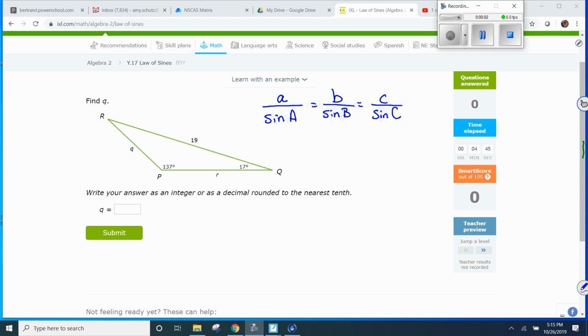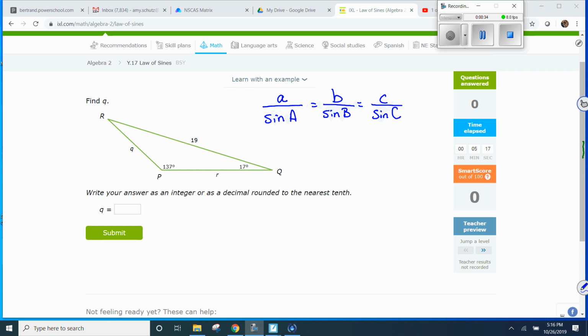Okay, so the law of sines is the ratio between a side and the sine of the angle opposite of it is equal to another side of the triangle and the sine of the angle opposite of it, which is also equal to the ratio of the third side and the sine of the angle opposite of that side. So it's A over the sine of A, B over the sine of B, C over the sine of C. Now you could flip all of those and say the sine of A over A equals the sine of B over B equals the sine of C over C.